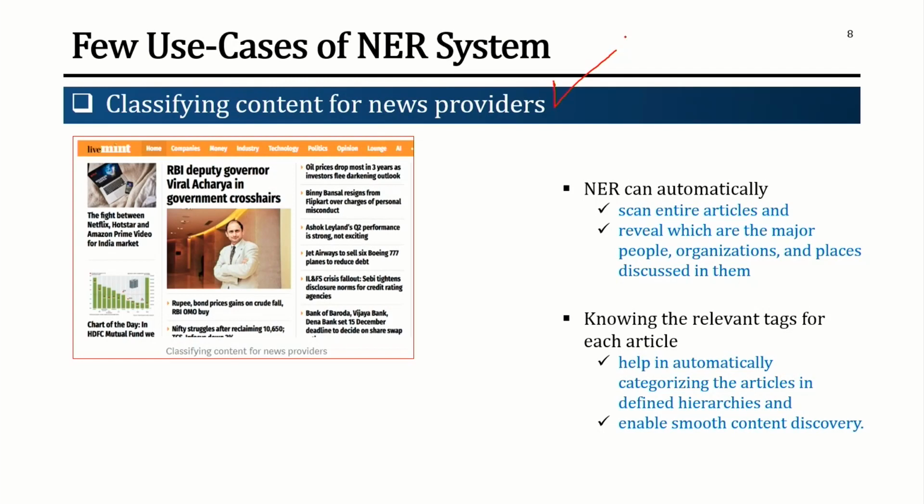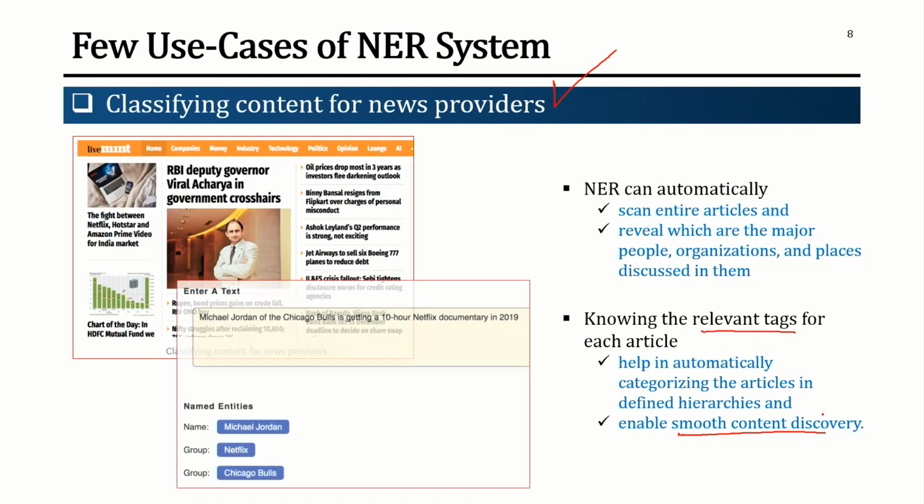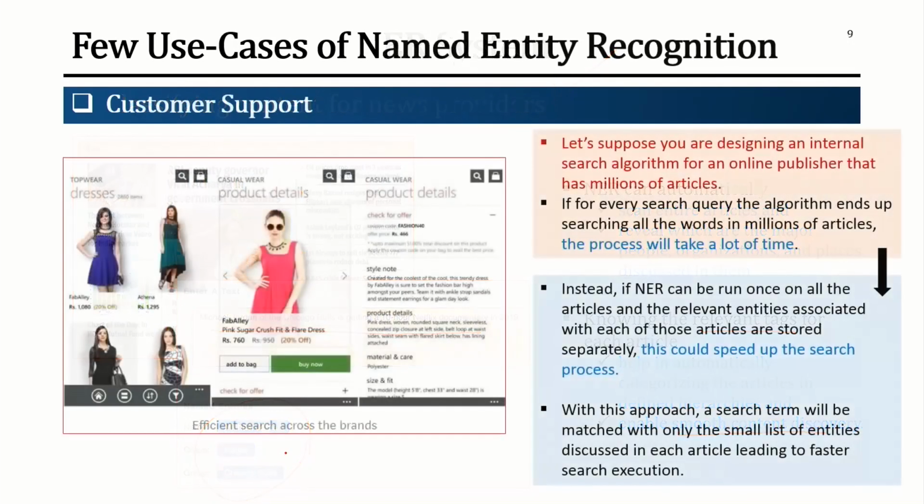From here, knowing the relevant entities for each article helps in automatically categorizing the articles in a defined hierarchy and enables smooth content discovery. When we say smooth content discovery here, it gives us a very fast way to find content from the given text. This is an example of an existing tool. We give some information, and here are the outputs from the NER system, which recognizes the names and some other information from the given sentence. Next we will see customer support.